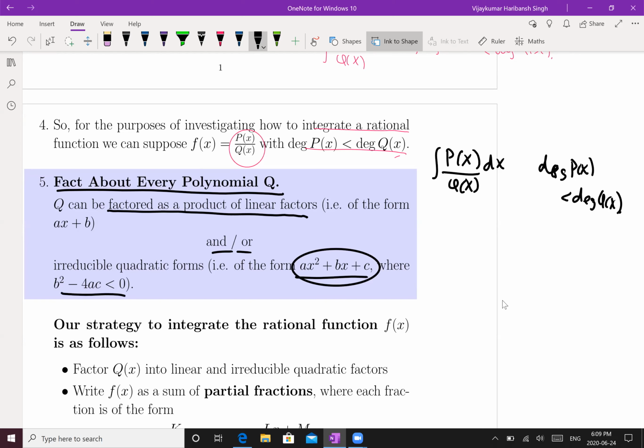For example, let's take x cubed plus 1. This theorem is telling us that we can write it either as all linear factors, or as a product of linear factors and a quadratic factor. In this case, x cubed plus 1 is (x plus 1) times (x squared minus x plus 1). So this is a linear factor.